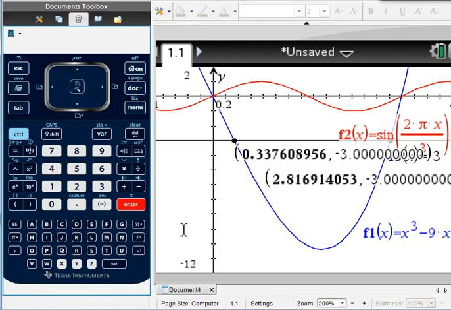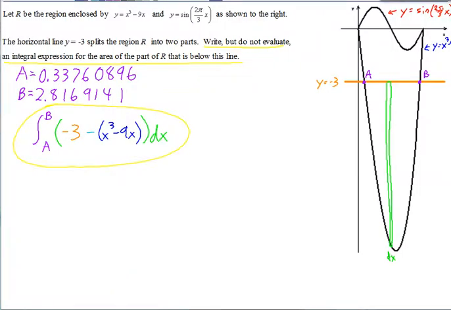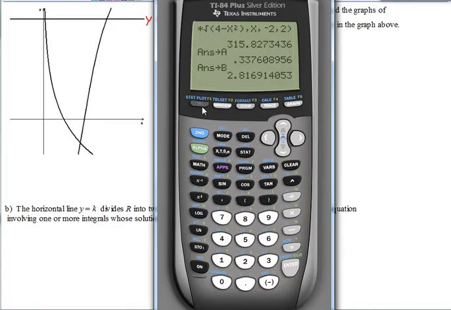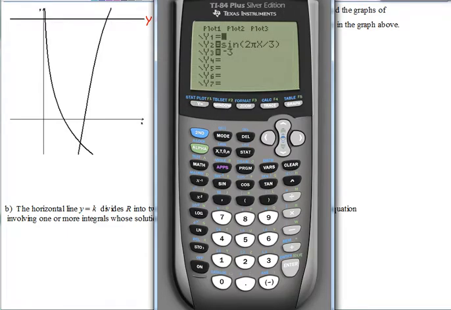Okay, now let's take a look at the next example here. So this one says, let R be the region bounded by the line y equals 5. Here's y equals 5. And the graphs of y equals negative 2 natural log of x and y equals 6 arctangent of x minus 2, as shown in the graph above, and then find the area of R. Okay, so again, this is a calculator problem. So let's go ahead and enter these in.